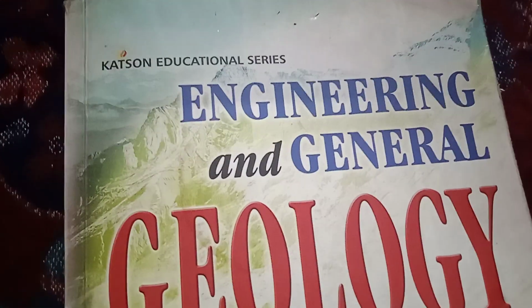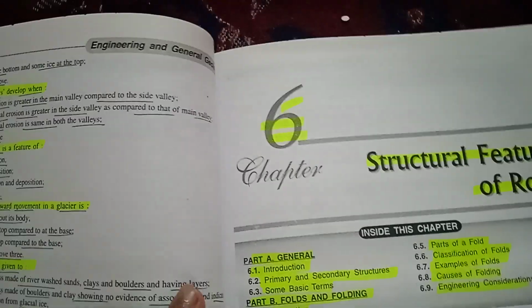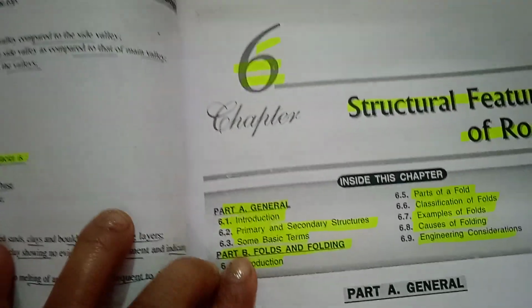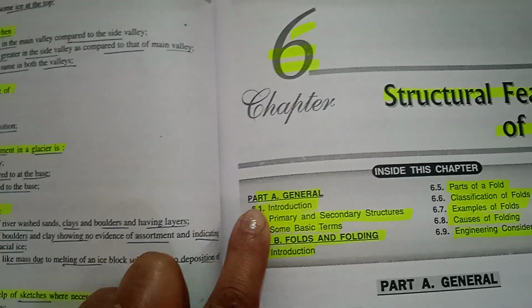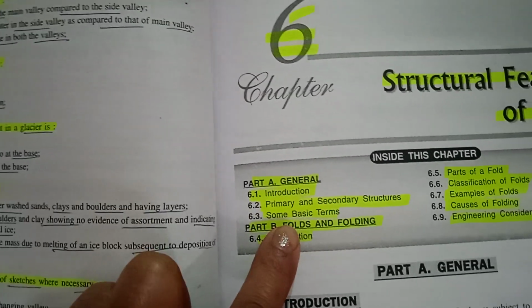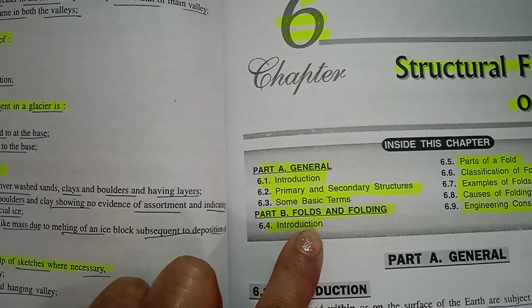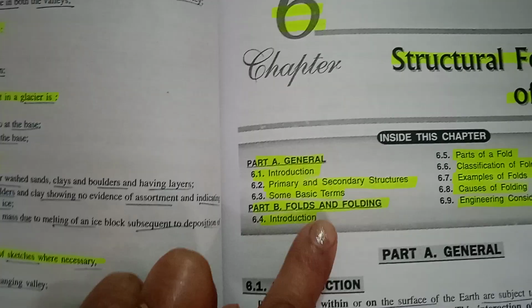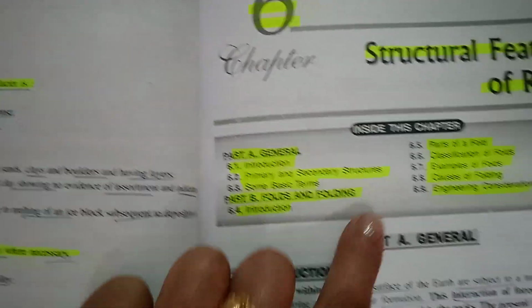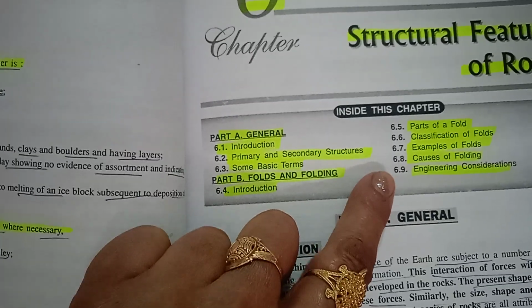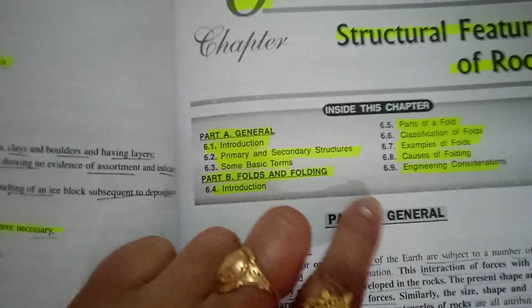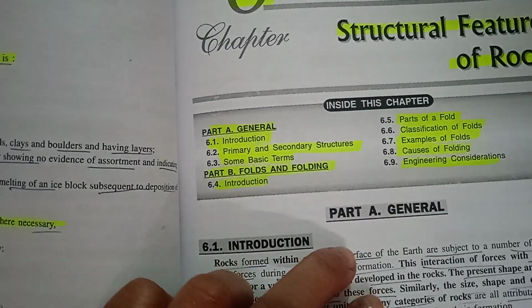Good evening, friends. With Apala Engineering and General Geology from Parbin Singh book, chapter number 6, Structural Feature of a Rock. Inside this chapter, part A, General Introduction, Primary and Secondary Structure, some basic terms, and part B, folds and foldings, introductions, parts of a folds, classification of folds, example of folds, causes of folding, and engineering considerations.